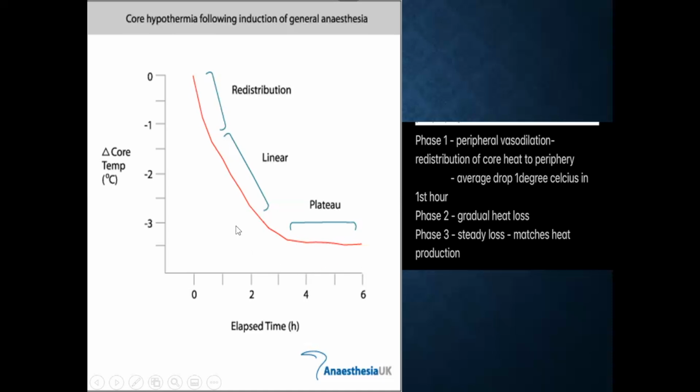So most of the operation lasts only 1 to 2 hours. You see, within 1 to 2 hours, a patient can lose almost 3 degrees Celsius. So if you start a case with an already hypothermic patient, like 35, 36, the patient will lose another 3 degrees and go to 32 degrees, which is a severe hypothermia in the perioperative period. And the patient can have multiple hypothermia complications as I listed before.